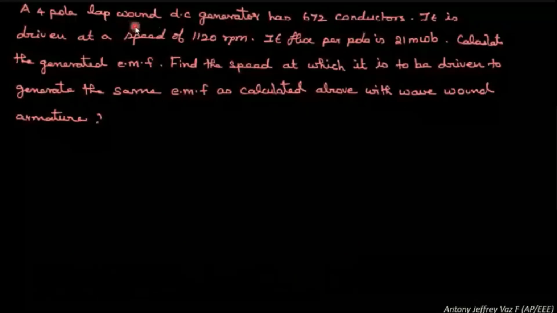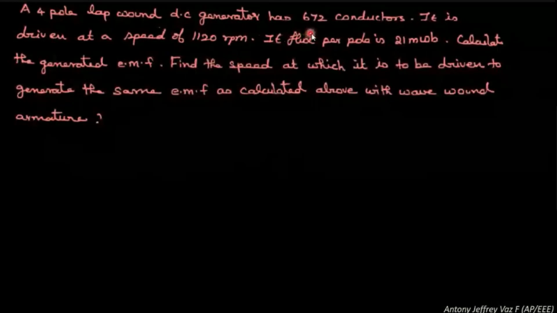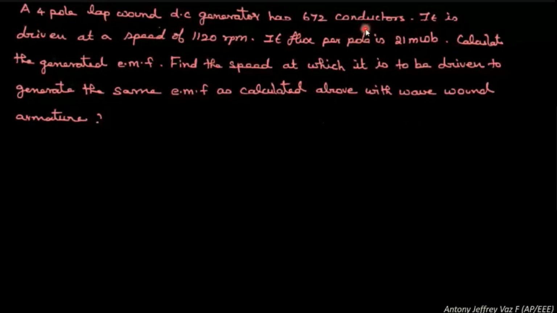This is the next problem. A 4-pole lap wound DC generator has 672 conductors. It is driven at a speed of 1120 rpm. Its flux per pole is 21 milliwebers. Calculate the generated EMF. Find the speed at which it is to be driven to generate the same EMF as calculated above with the wave wound armature.